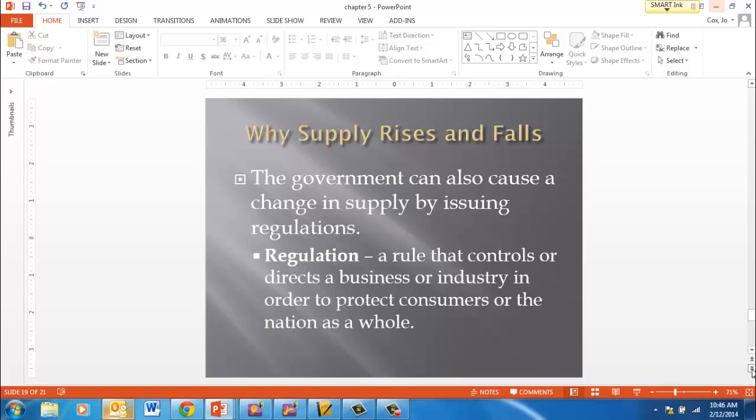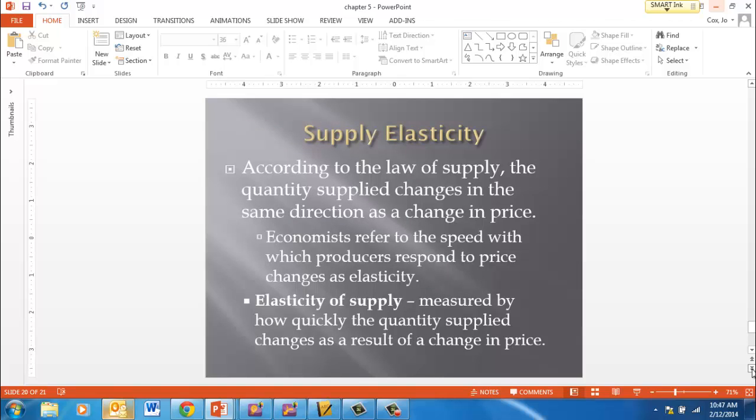Also, regulations can affect whether or not a supplier produces more of a product, because a regulation is a rule that directs a business or an industry, and usually those are made to protect consumers. So let's say the dairy industry in general had to go by a rule of sterilization and it cost them more money. That in effect would cause their production costs to go up, and so they would lower the supply of that product due to production costs rising.